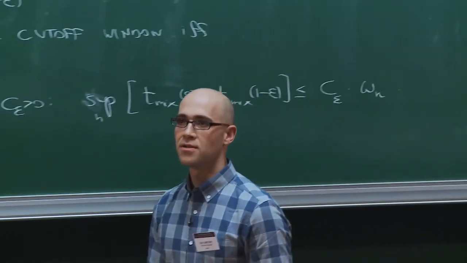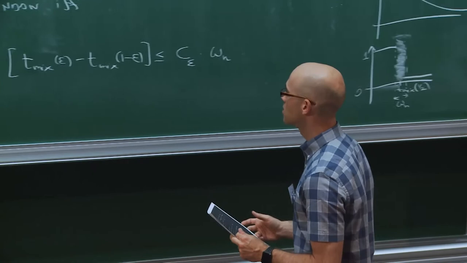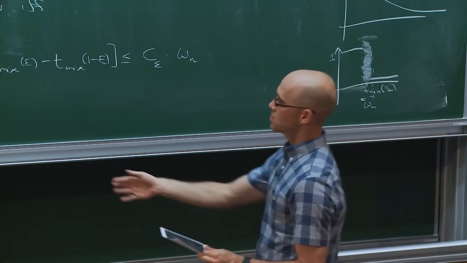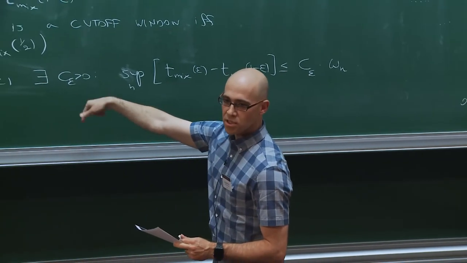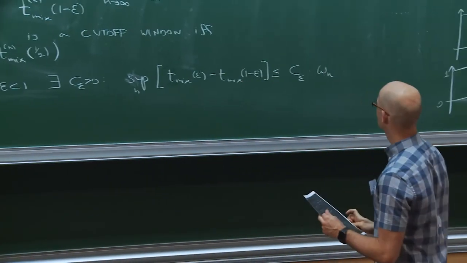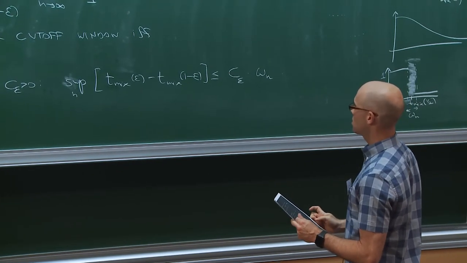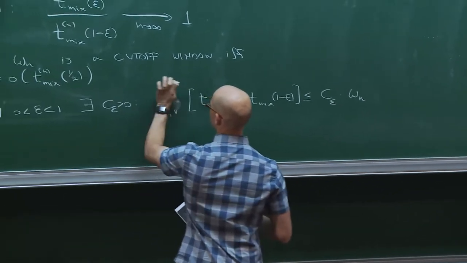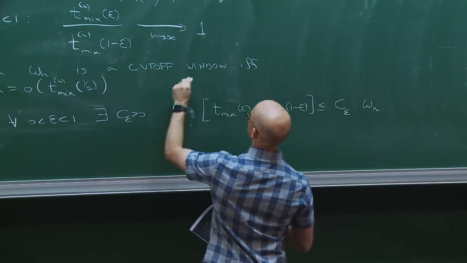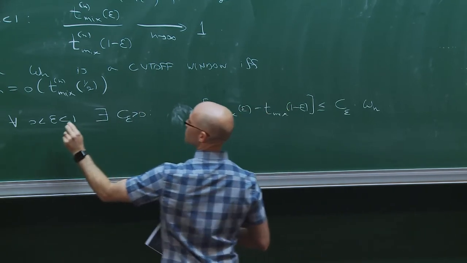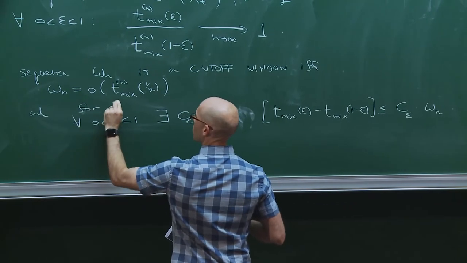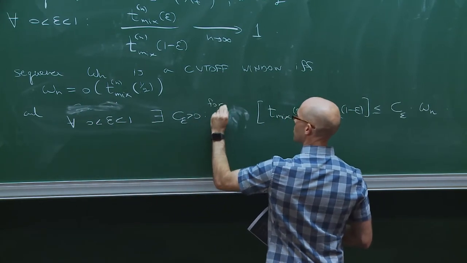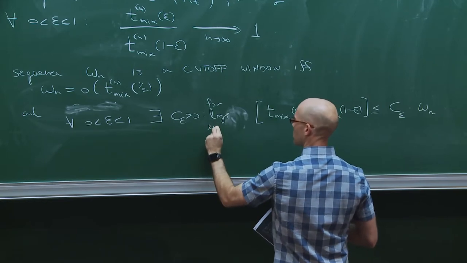Any questions? Yes, you could remove the supremum and say this is true for n large enough. But I can take c to be... Yeah, but you have an n on the left hand side. Divide the left hand side by W_n. Yes, I can say it. So there exists c such that for large enough n. Thank you very much.